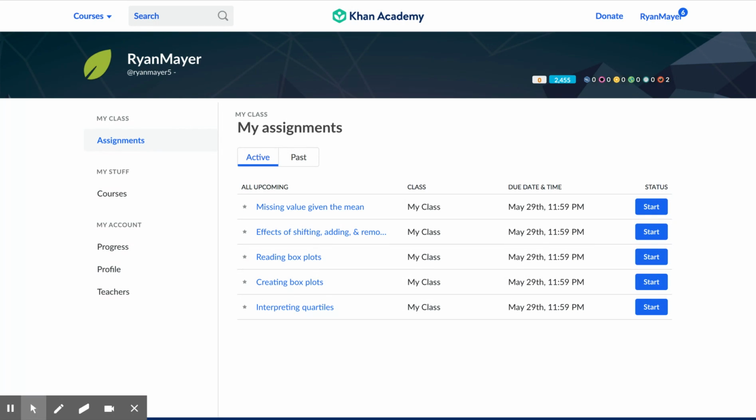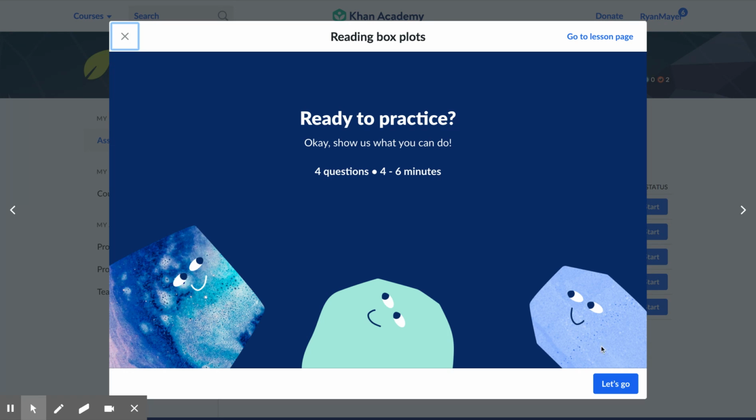We have 3 lessons that we're going to be going over. These are our last 3 lessons in statistics, and they're all centered around something called a box plot. So when you look into your lessons, you're going to see reading box plots, creating box plots, and interpreting quartiles. We're going to start with reading box plots first, and see what you guys think of that.